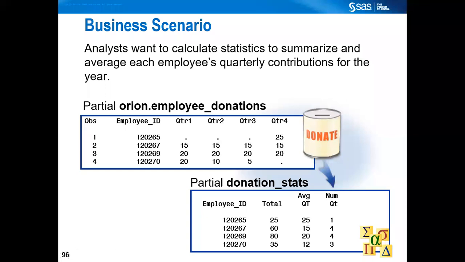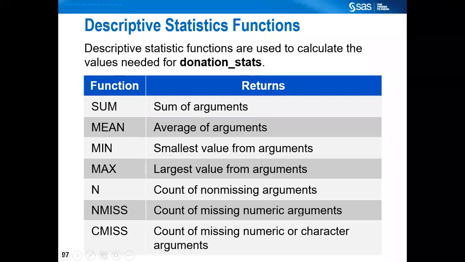So let's get introduced to some of the SAS functions which are ready to use to calculate statistical values. This is the list of descriptive statistic functions which you can implement on your data. You have a sum function which performs the sum of all your arguments. Similarly, you have the mean function which will calculate the mean. You have min, which is minimum; it will return the smallest value from the arguments. Max will return the largest, and n will give you the count of non-missing arguments.